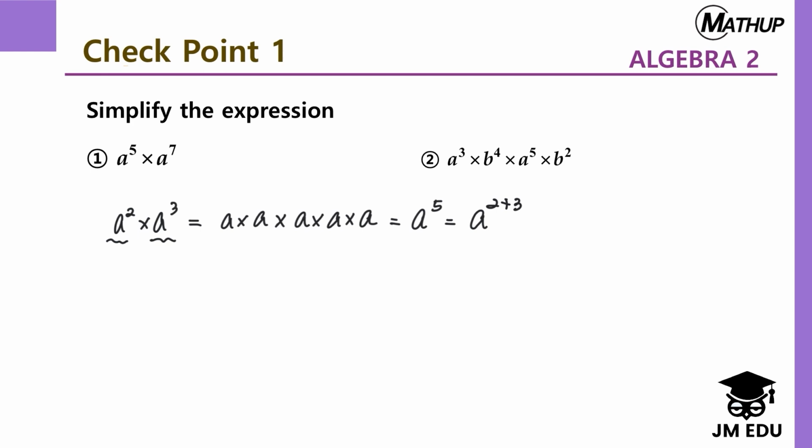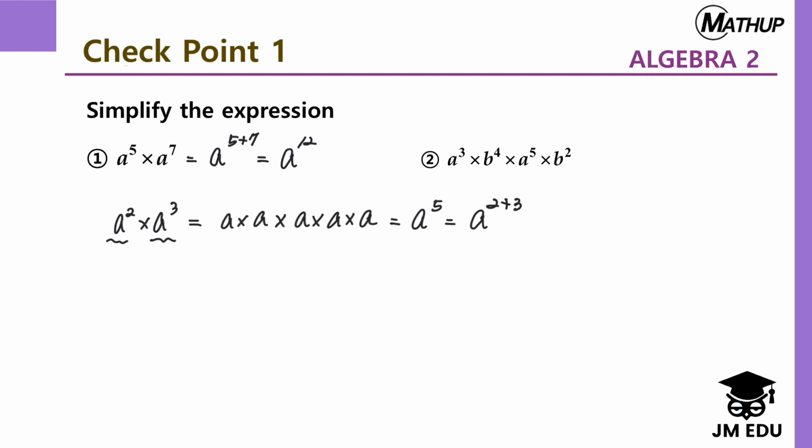Okay, so let's try number 1. We have a to the power of 5 times a to the power of 7, right? So that is equal to a to the 5 plus 7, which is equal to a to the 12.